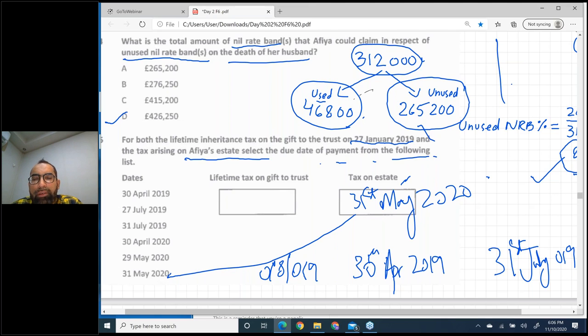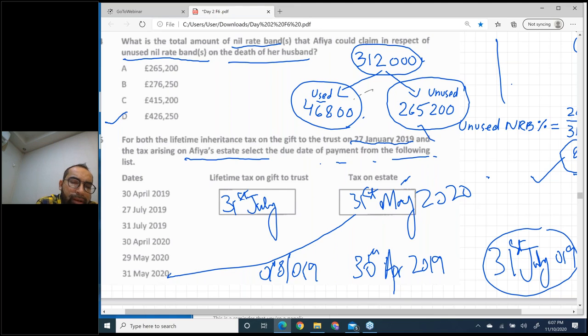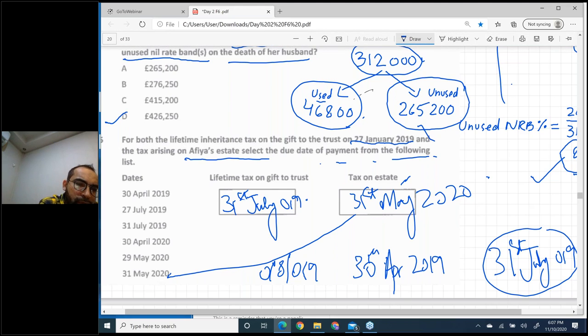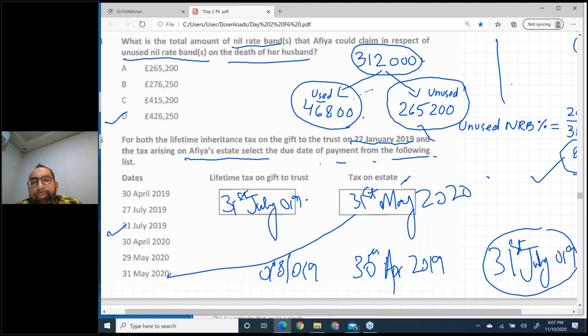My dear students, these are the two dates we have calculated: 30th April 2019 and 31st July 2019. Now you tell me which date is later. This is later, so this will be your due date for lifetime IHT. That's it.